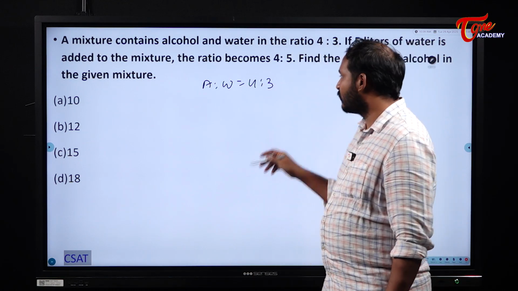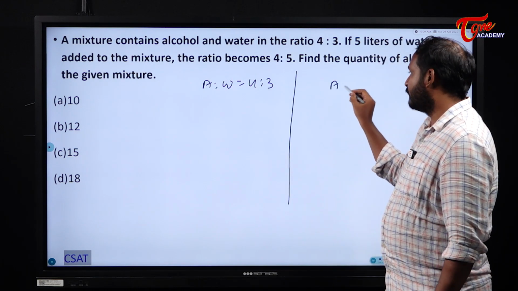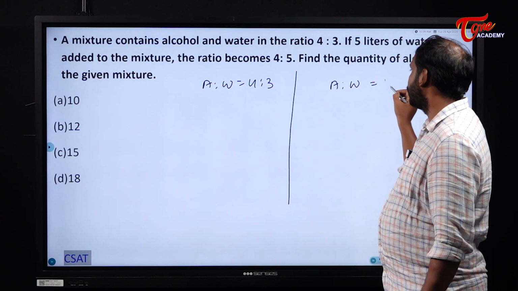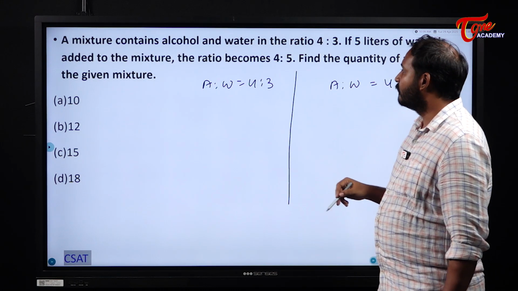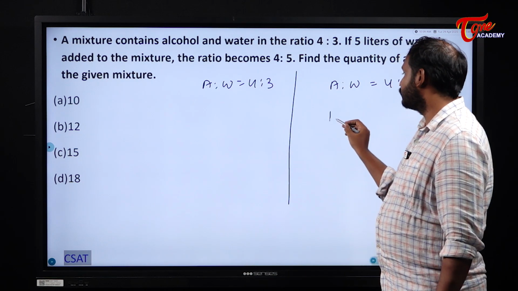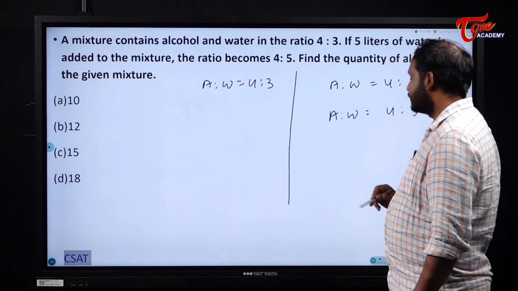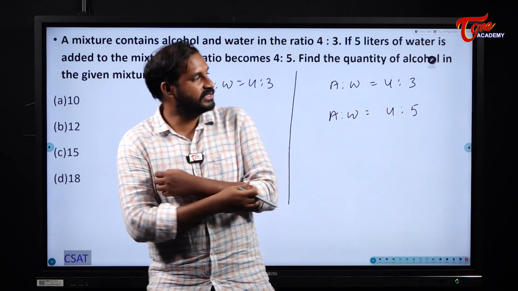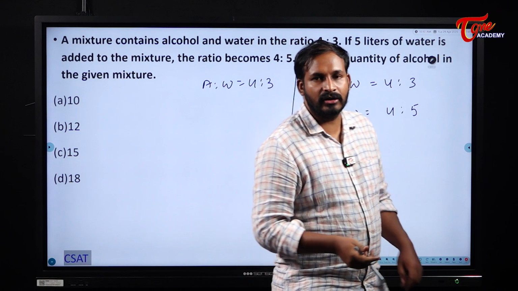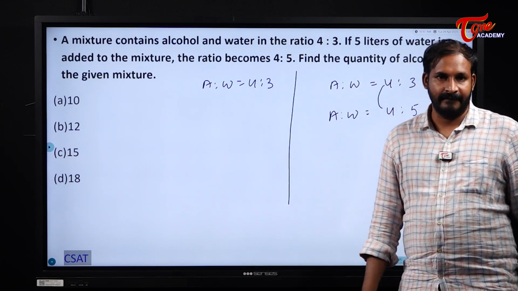See students, we can solve this one in the general method and the simple shortcut method. I will tell you the shortcut one. Alcohol is to water is equal to 4:3. Now when you add 5 liters of water to this mixture, the ratio becomes 4:5. Is there any change in the alcohol portion? The alcohol portion is still remaining as 4 only.